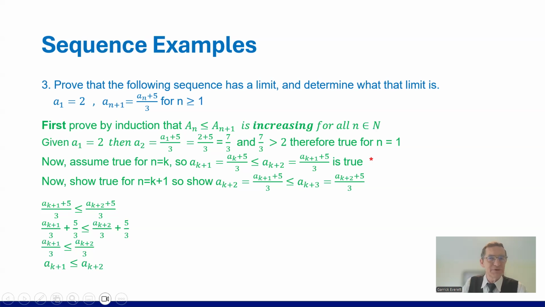Now, where have we seen that before? Oh, look, the red star. So this is true since this is our initial assumption. So therefore we've done it. We've proved by induction that a_n is less than or equal to a_n plus 1. Okay, we've proved that it's increasing because we've proved that the lower term is less than the bigger term, and we've proved it by induction. So we're done. So that's our first step.